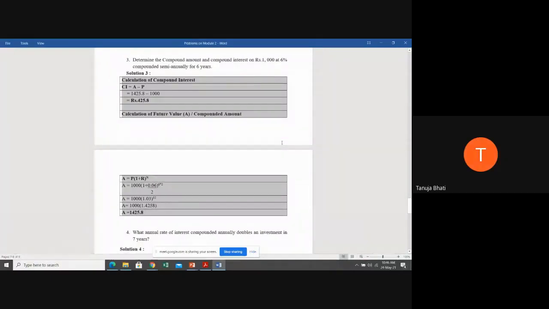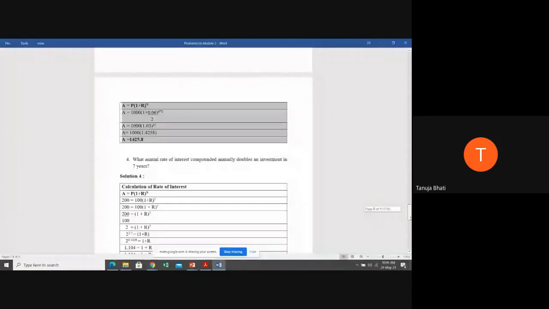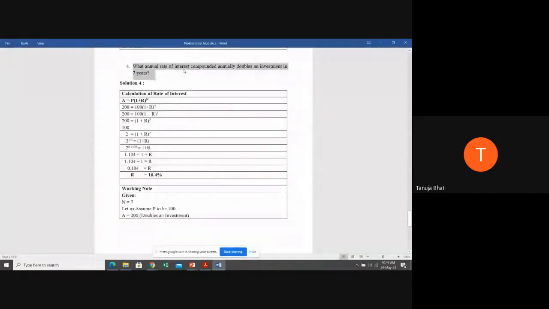Okay. Now let us move ahead to problem number 4. What annual rate of interest compounded annually doubles an investment in 7 years? So what annual rate of interest? So they're asking to find out what is R. Whenever the word compounded is given, it means you have to calculate the compound interest. And the future value compounded annually. Okay, it is annually, doubles an investment in 7 years.